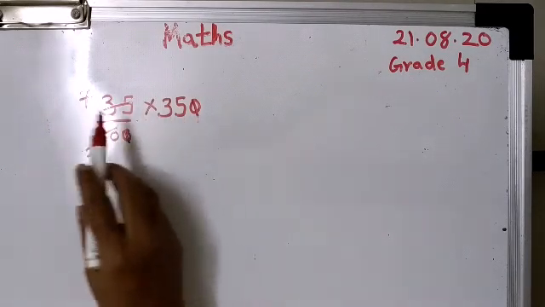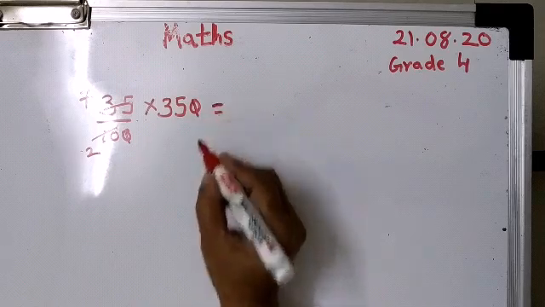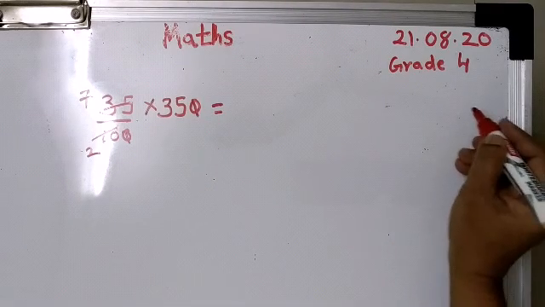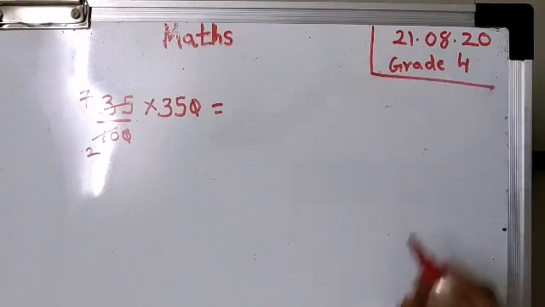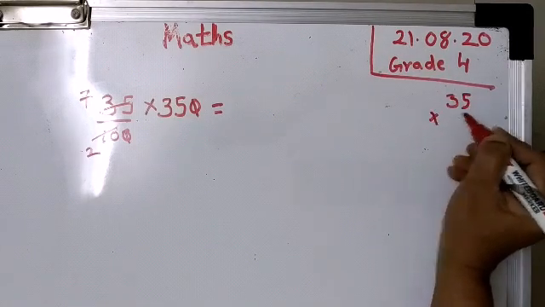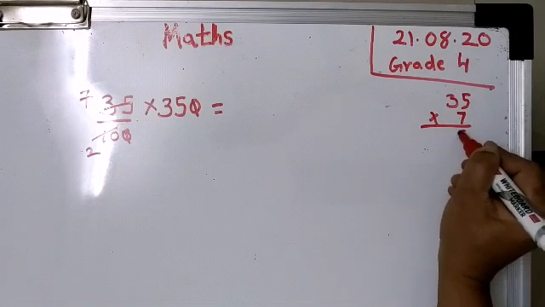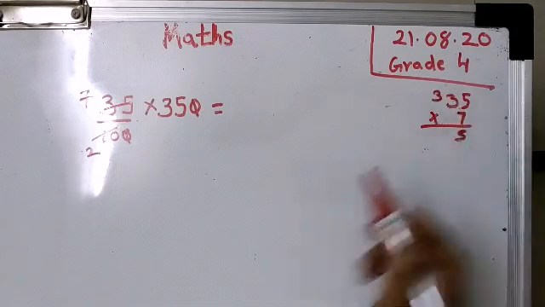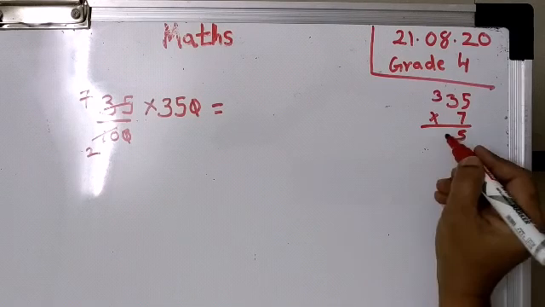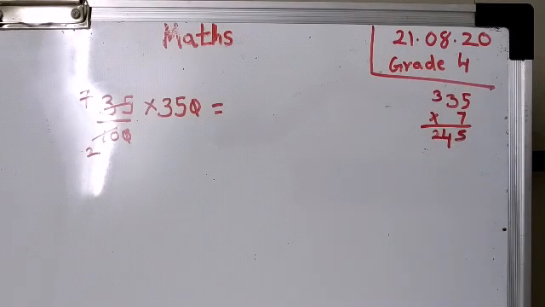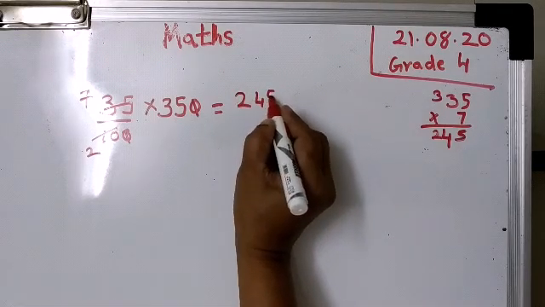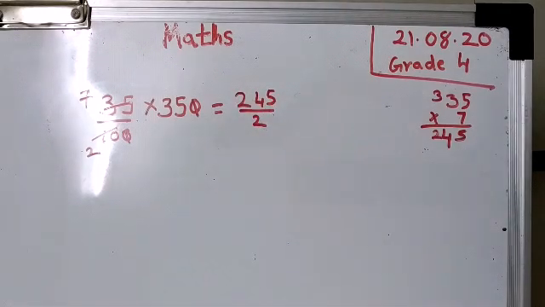Now children, some of you can do this mentally, but some cannot. So what do we do? We always have a working column, right? So let's multiply this 35 into 7. That is 7 5s are 35, 3. 7 3s are 21 and 21 plus 3 is 24. So you get 245, right? So here you have 245 divided by 2.